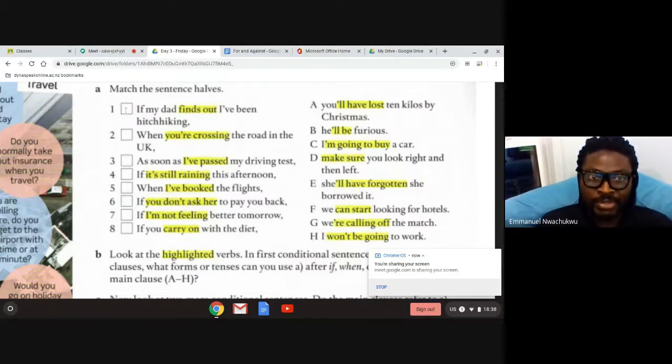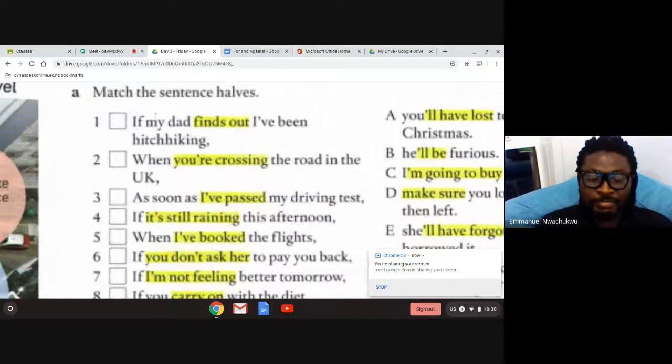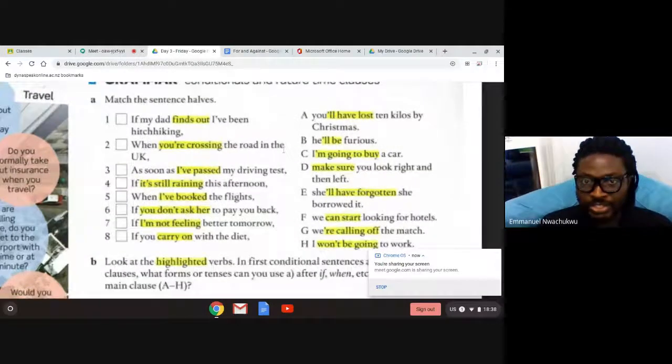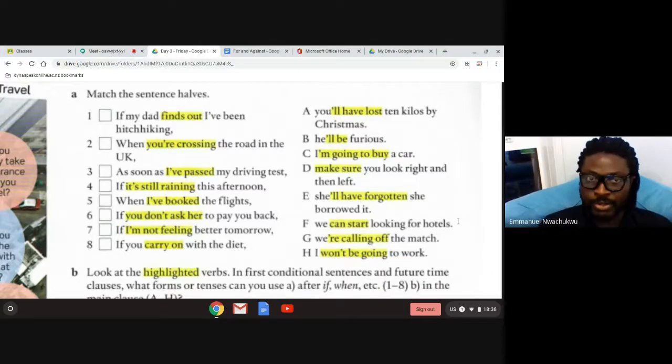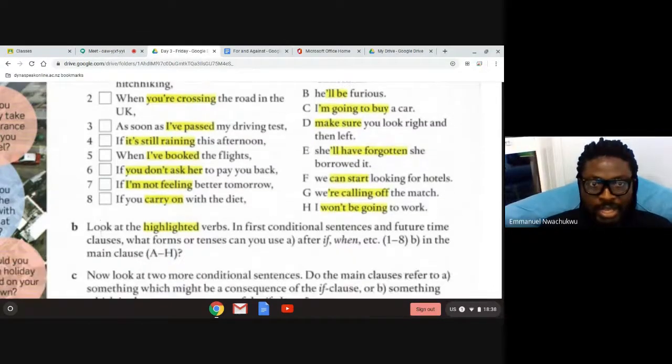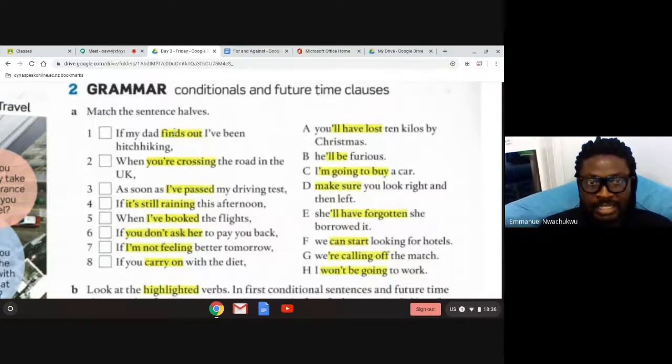For example, if my dad finds out I've been hitchhiking, which of these options, A, B, C, D, all the way down to H, best completes that sentence? Find it and write it down in your notebook. For example, number 1, write the full thing in your notebook. When you've done that for all 8 of them, then look at the highlighted expressions.